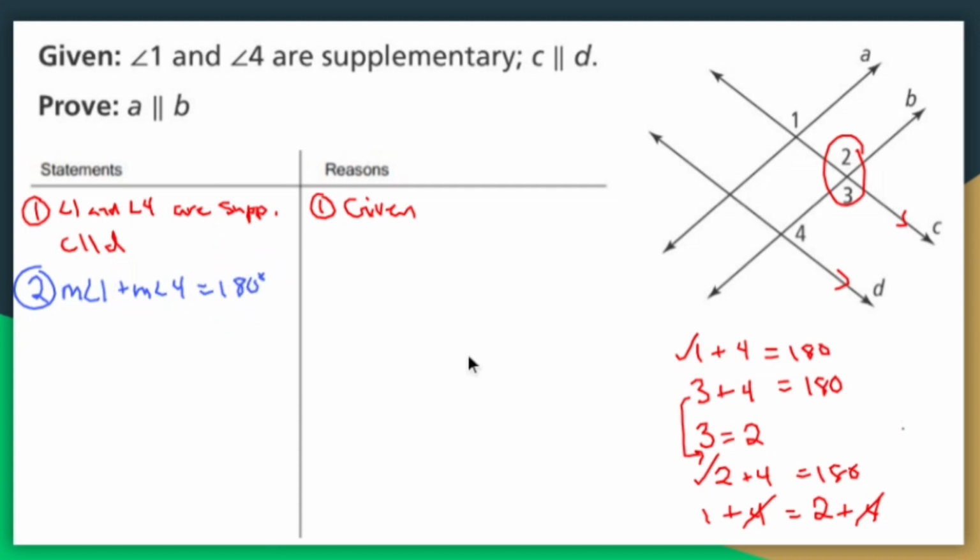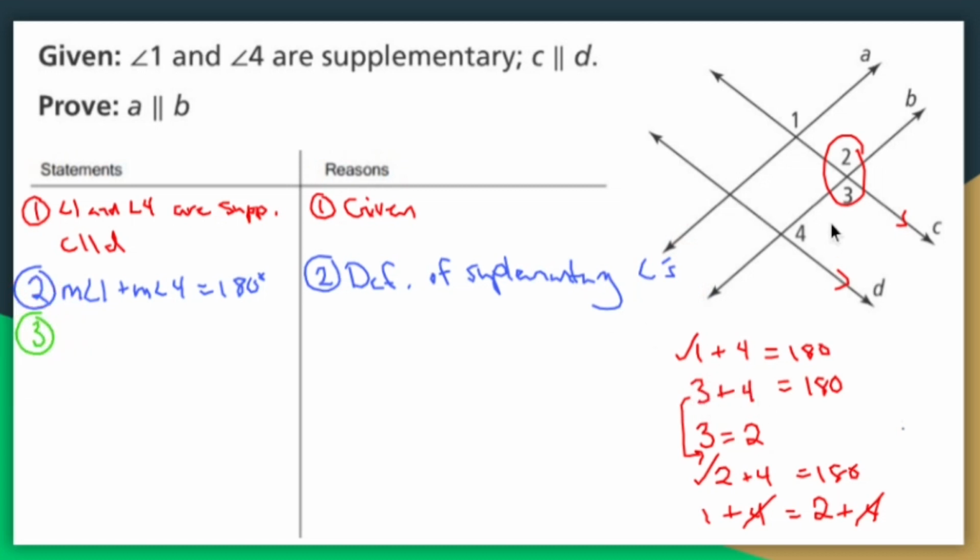Now, I didn't write all the cute little symbols over here because this is my rough draft. I just have to make sure that I write my symbols over here. The reason for that is the definition of supplementary angles. Look, abbreviations again. Use them. All right, what else did I say?